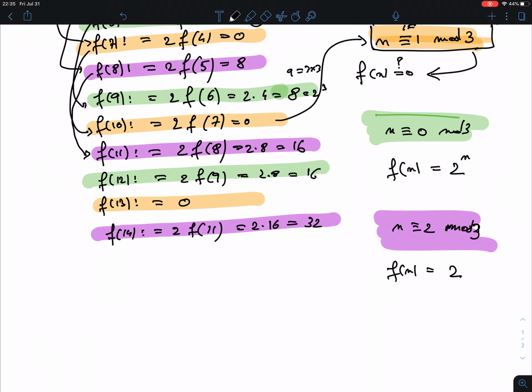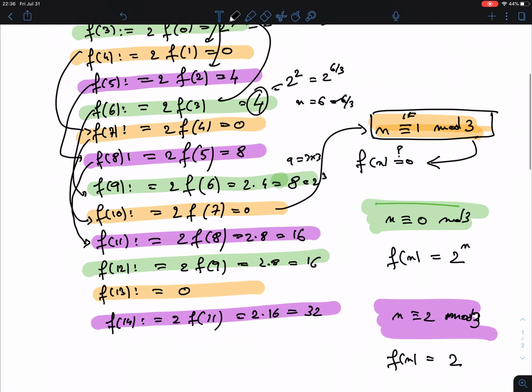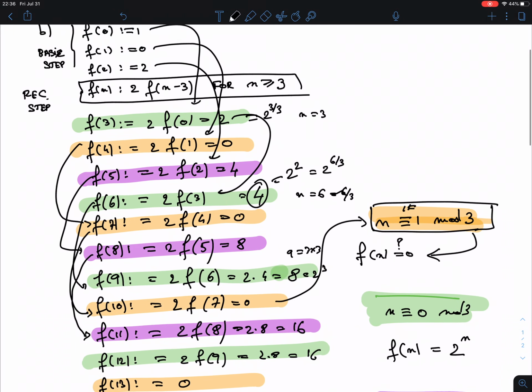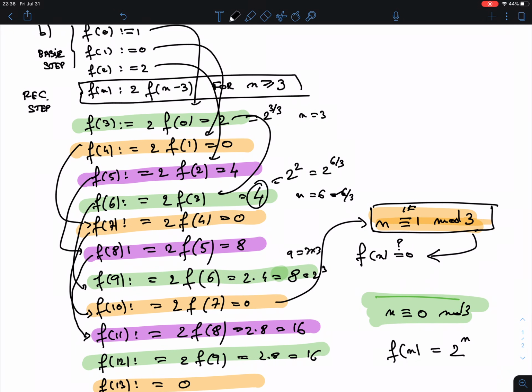Again, it's a power of 2. We have to figure out what exactly is the exponent. Well, let's look. For 5, the exponent is 2, right? For 8, the exponent is 3. For 11, the exponent is 4. How do we get to these numbers? Well, it has to do with multiples of 3, right? So if I take actually 12 and divide it by 3, that's the power.